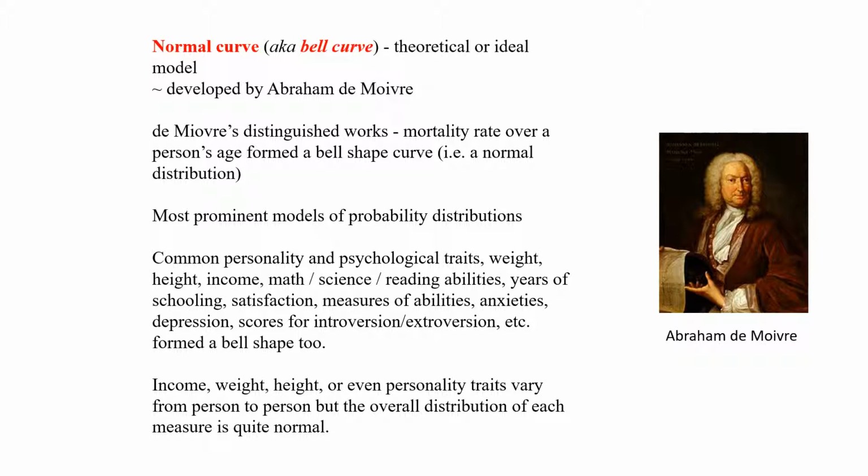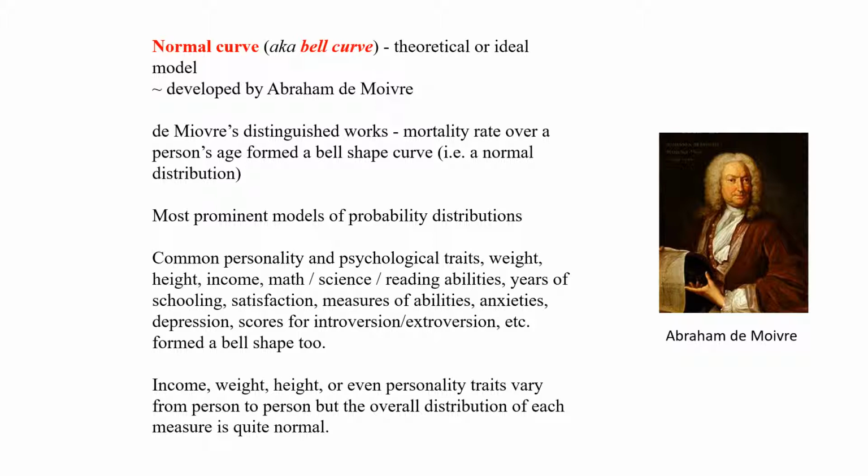The normal curve became one of the most prominent models of probability distribution when Abraham's successor found that other common personality and psychological traits, like weight, height, income, math, science, reading abilities, years of schooling, satisfaction of health or any kinds of measures of abilities, anxieties, depressions, scores for introversion or extroversion, and so on, all form a bell-shaped curve.